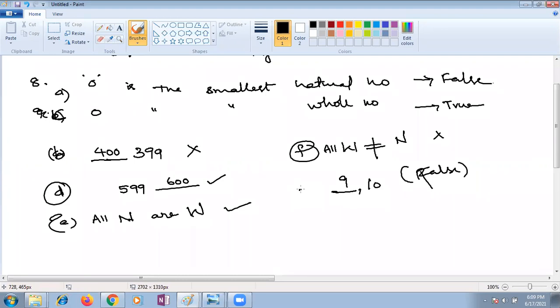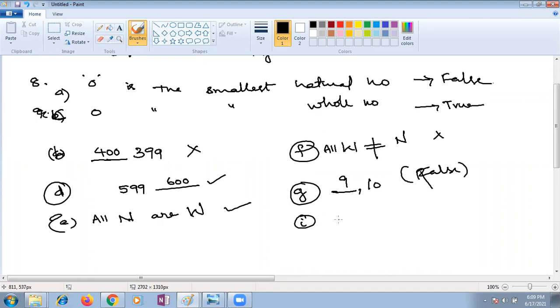Which bit is it? It is the G bit, ma'am. Next one. Please, Jaydeep, read the question. Yes, ma'am. 1 is the smallest whole number. It is false.